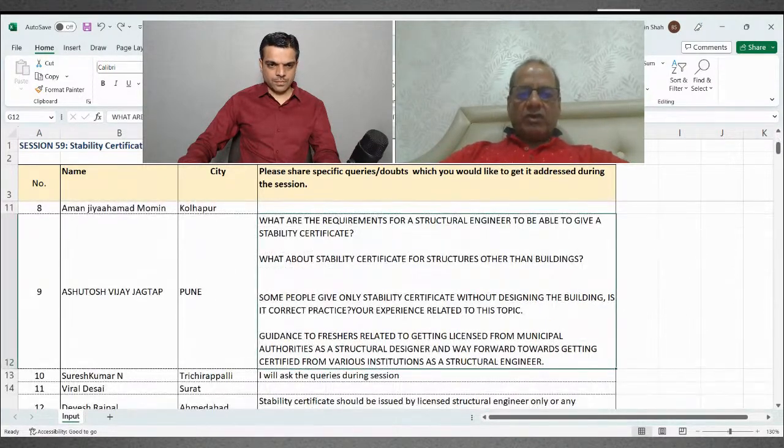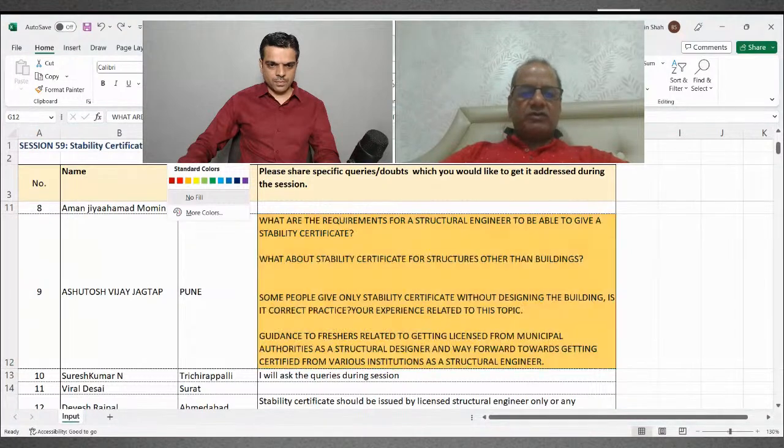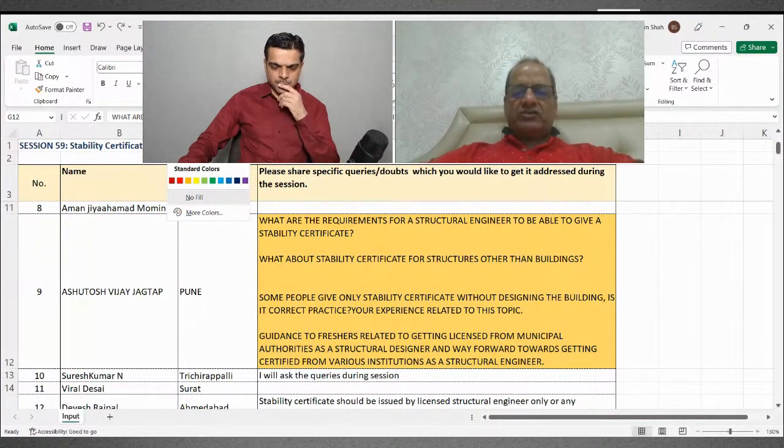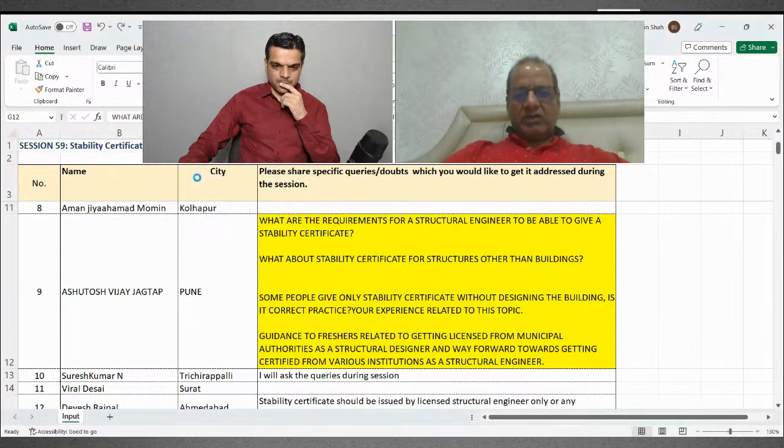What are the requirements for a structural engineer to be able to give a stability certificate? You should be a structural engineer. Very simple. Now, who is a structural engineer? The definition is given in NBC. You should be a qualified structural engineer. And we respect those definitions and we think that it is okay.